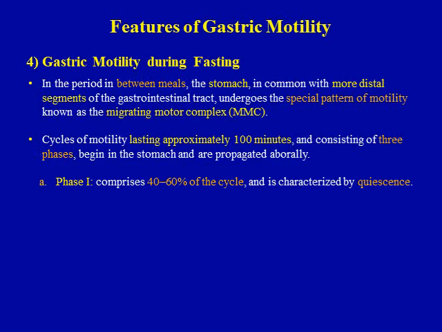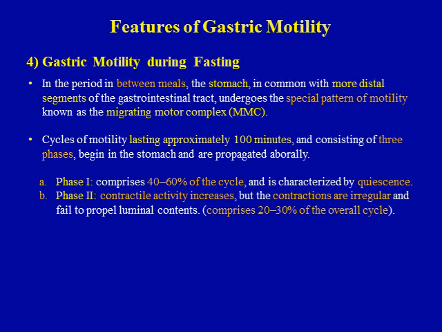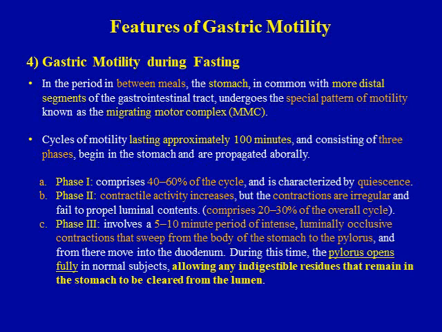Phase 1 represents about 40 to 60% of the cycle duration, and it is characterized by quiescence. There is no motility at all. Phase 2, contractile activity increases, but the contractions are irregular and fail to propel luminal contents, and it takes about 20 to 30% of the overall cycle period.